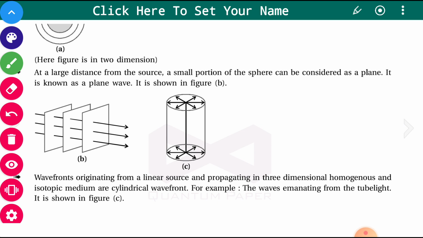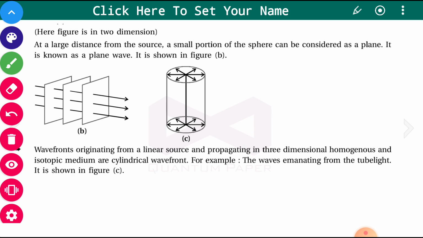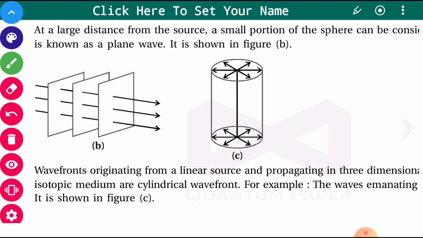At a large distance from the source, a small portion of the sphere will appear like a flat surface, and it is known as the plane wave. It is shown in this figure B. This is the plane wave.